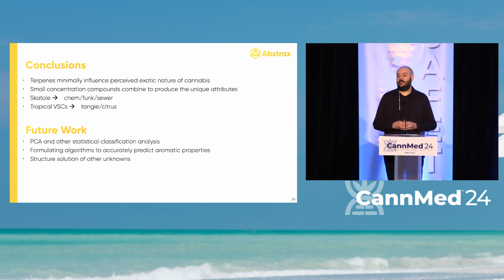There are lots of other unknowns in these cannabis cultivars that we haven't solved. Cannabis produces tons and tons of compounds. We're publishing on these as we find them, and we understand the unique chemistry that relates to the aromatic properties and what these relationships are, but there's still a lot more out there.